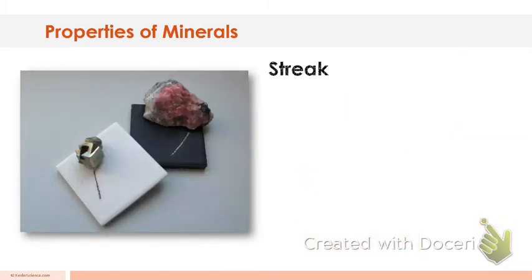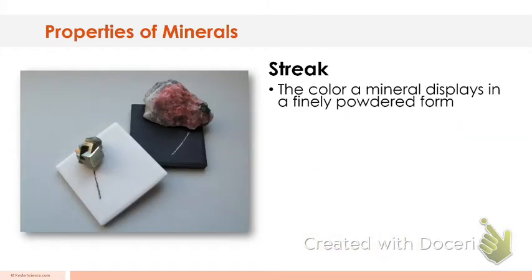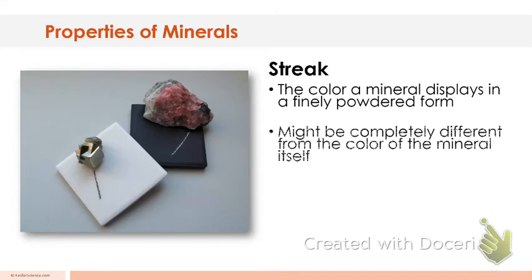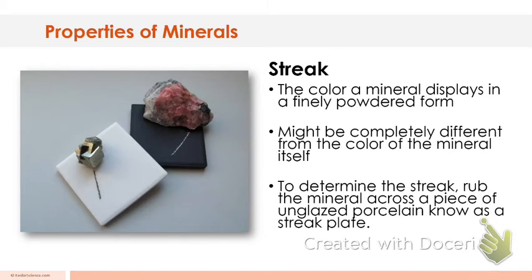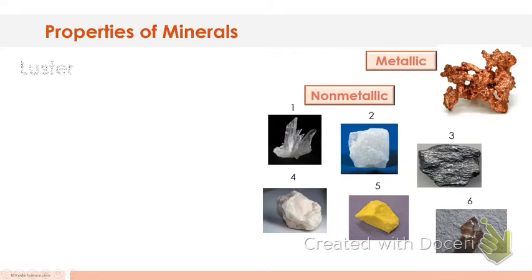All right, streak is the color that a mineral shows when it's displayed in a fine powder, and you get a streak by rubbing it against an unglazed piece of ceramic tile. And oftentimes the streak is a different color than the mineral itself. So here's pyrite, like from the last page, you'll notice it leaves a dark gray streak.